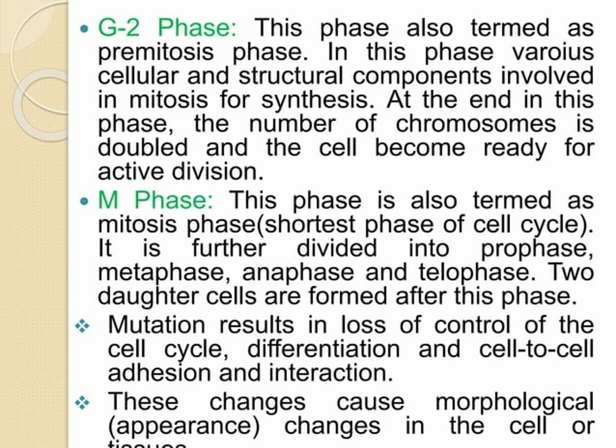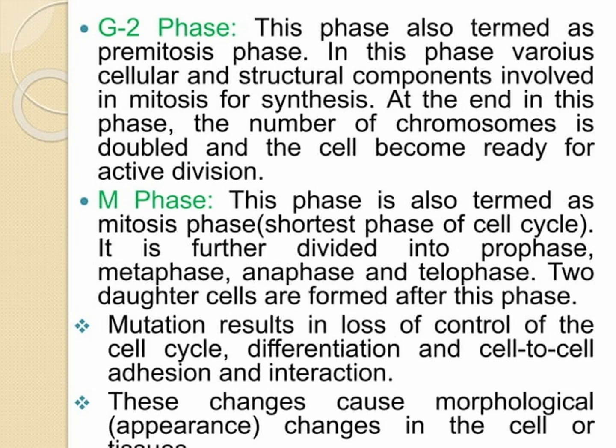That is the M phase, also termed the mitosis phase. This is the shortest phase of the cell cycle. It is further divided into four phases: prophase, metaphase, anaphase and telophase. Two daughter cells are formed after this phase.